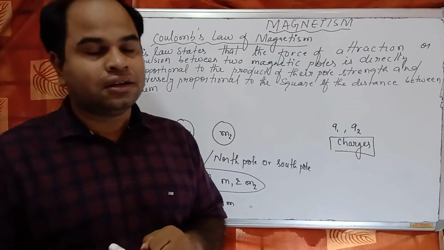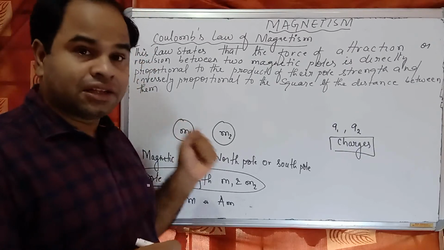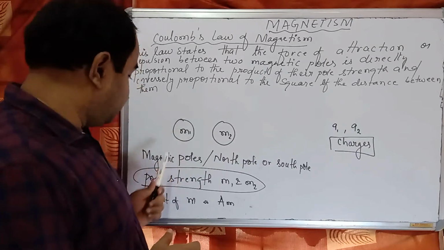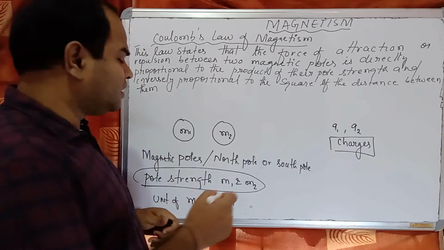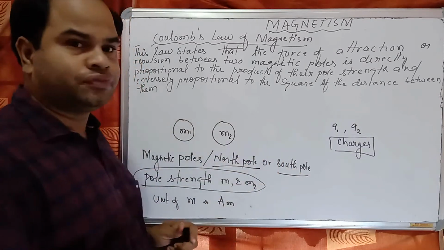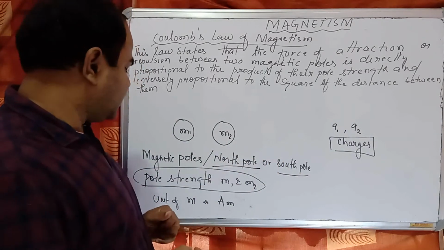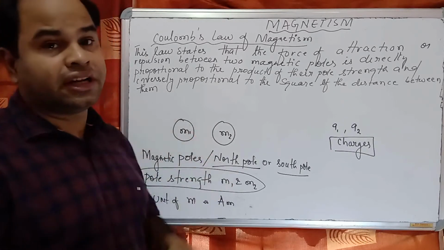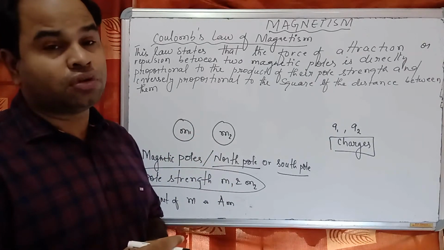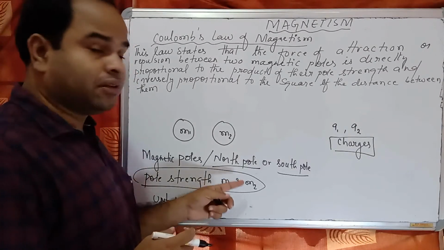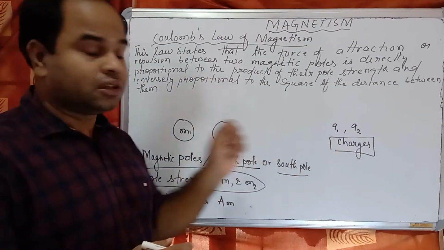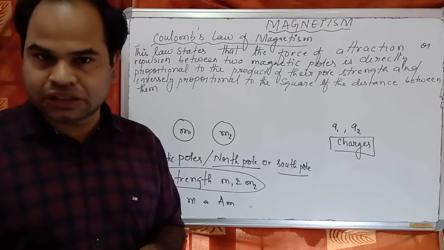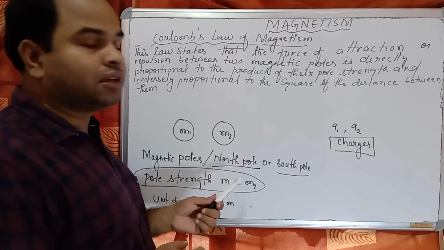but in magnetism we will take poles, magnetic poles. It can be a north pole or a south pole. And these poles have pole strength, M1 and M2. It can either be a north pole or a south pole, and this strength is M1 and M2.